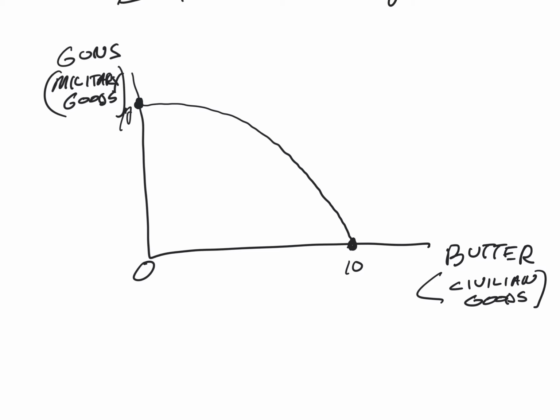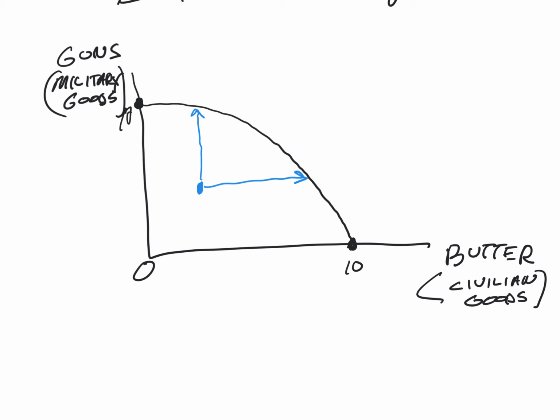So, let's say this point right here. Inefficient. We could increase our output of guns without giving up any butter. Or we could increase our output of butter without giving up any guns. Anytime you can produce more of one good without giving up the other, that's inefficient. All we have to do is employ idle resources to do that. But once we're on the curve, the only way we can produce more of one good is to give up the other good.